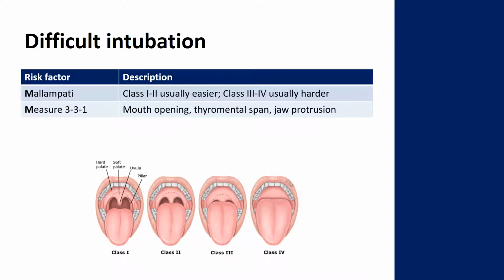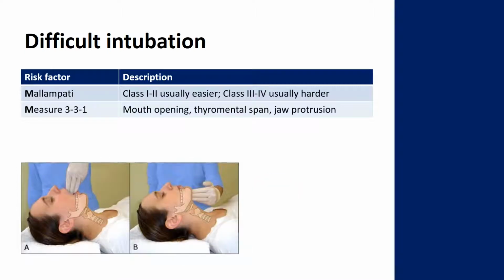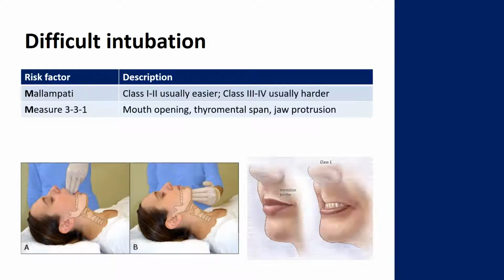The other M stands for measurements. So the 3-3-1 rule is something you want to know. So the first two threes refer to mouth opening and the thyromental distance, and they should be 3 finger breadths each. And the 1 refers to this jaw protrusion test.